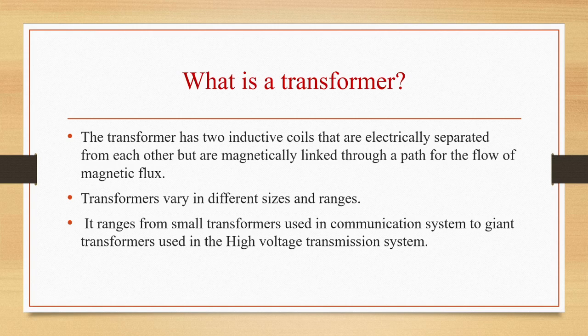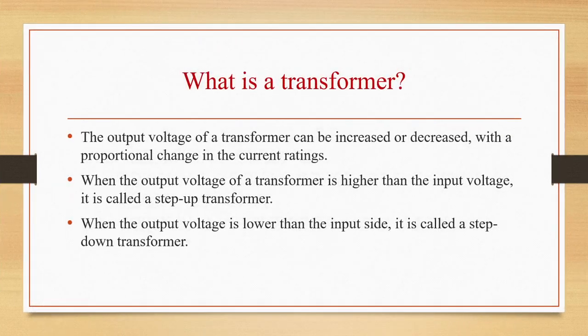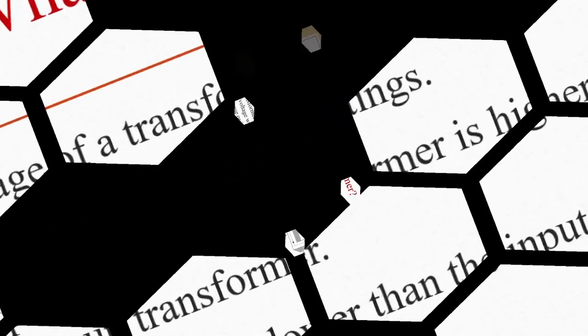The range of the transformer can be a small transformer which is used in communication system to a giant transformer which is used in high voltage transmission system. The output voltage of a transformer can be increased or decreased with a proportional change in the current ratings. When the output voltage of the transformer is higher than the input voltage, then it is called a step-up transformer. When the output voltage is lower than the input voltage, then it is called a step-down transformer.